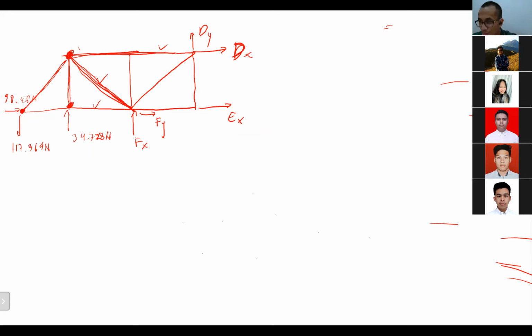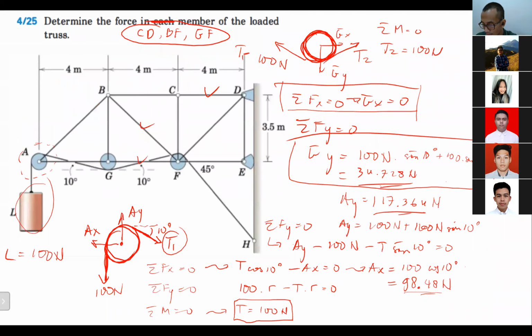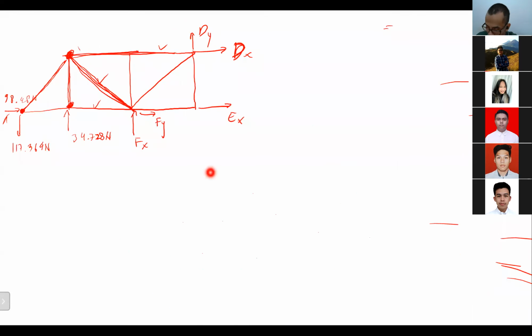If we want to use section method, which part are we supposed to cut? We cut it diagonally. Diagonal? You mean how diagonal? Can you show the question again? Which members would we like to find? CD, BF, GF. A B C D G F. Okay. BC, GF. CD, BF, GF.